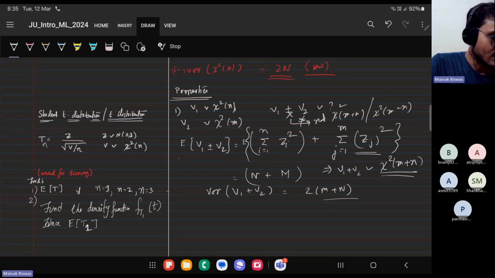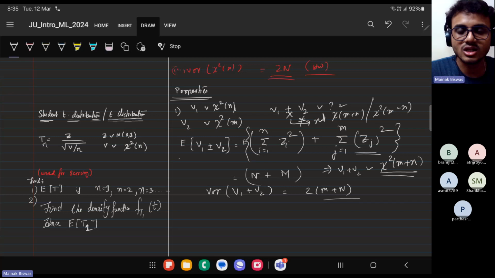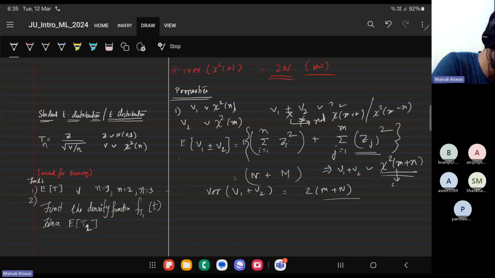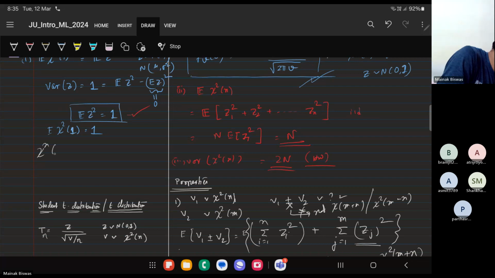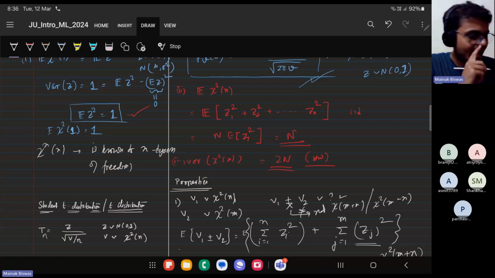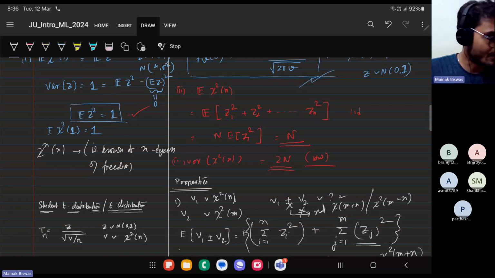So we found out that the sum of two chi-squares is also a chi-square, just like the normal distribution, right? And it's just like adding some terms to the chi-square. So if you take m and n, these are called degrees of freedom. So chi-square n is known to have n degrees of freedom. We'll see why. So if you add two chi-squares, you just add the degrees of freedom, okay? So this is one property.